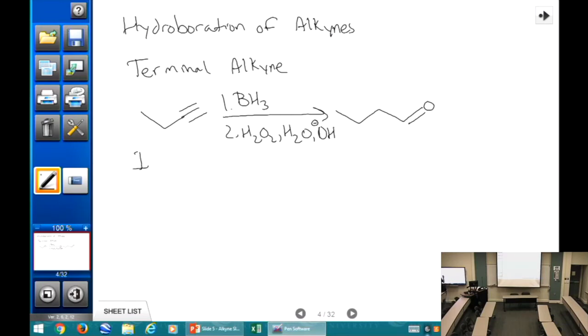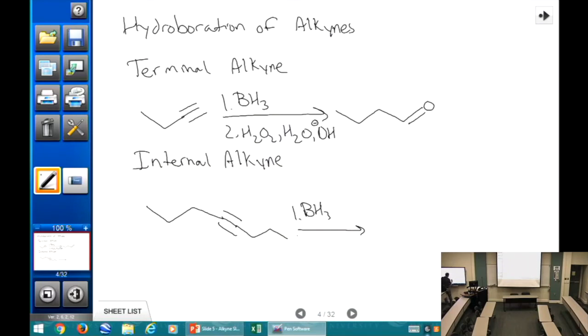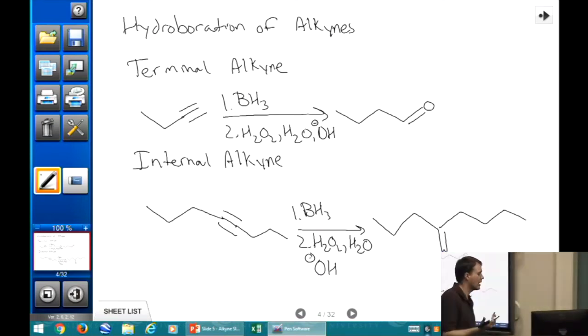If we have an internal alkyne, and again we do BH3, H2O2, water, and hydroxide, you will end up making a ketone. Right? So same like with hydration, instead of making alcohols, you end up making ketones and aldehydes.